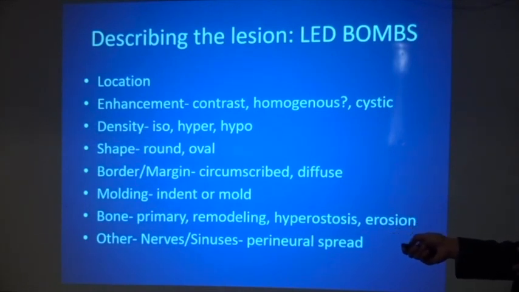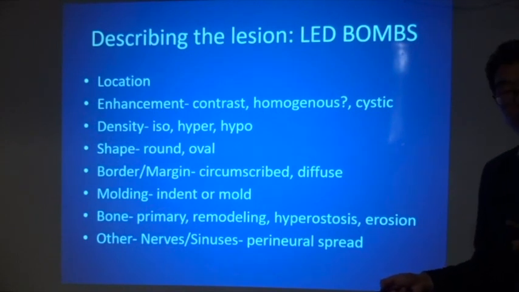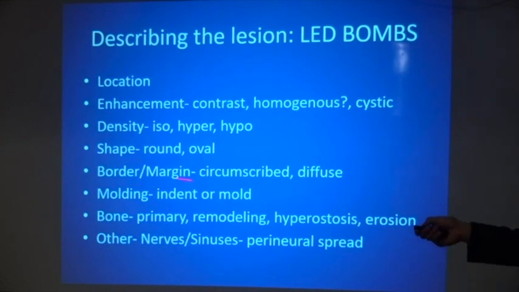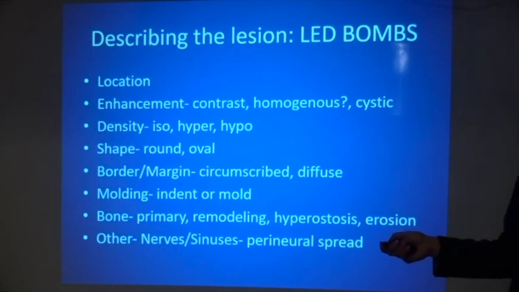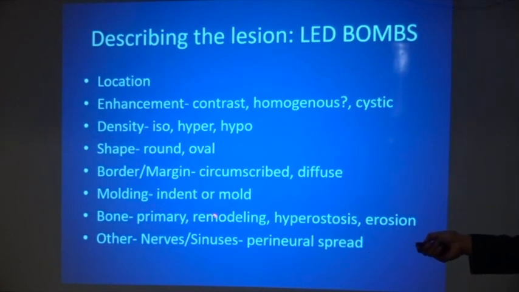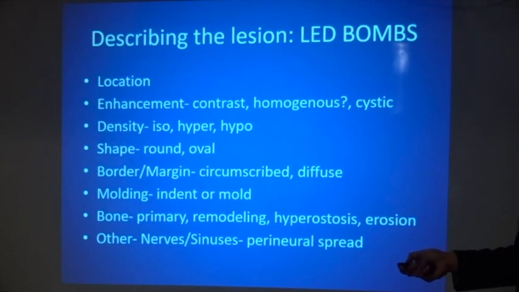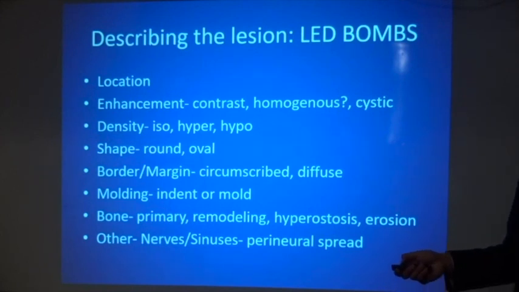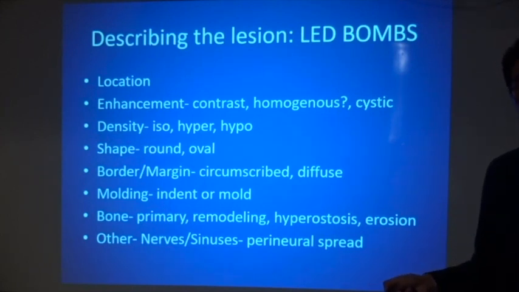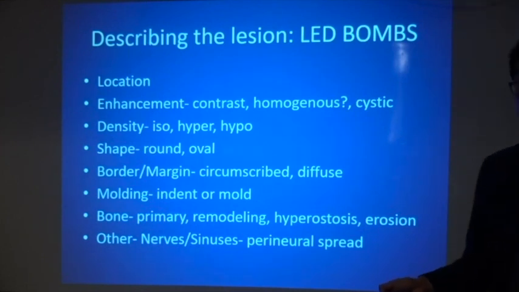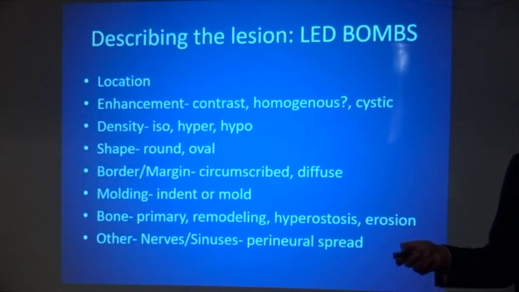And the fifth one is the border or the margin. Is it well circumscribed? Is it well encapsulated? Or is it diffuse? Is there indenting or molding? Is the tumor pushed in or not? These are all things I want you to go through and ask. And finally, if you look at the bone, is there a remodeling? Is the bone being eaten away? Particularly in malignant tumors, the bone is being eaten away, and that's something that you have to think about. And finally, you have to look at the nerves, especially if there's perineural spread, because if there's perineural spread, again, what are you worried about? Malignancy.